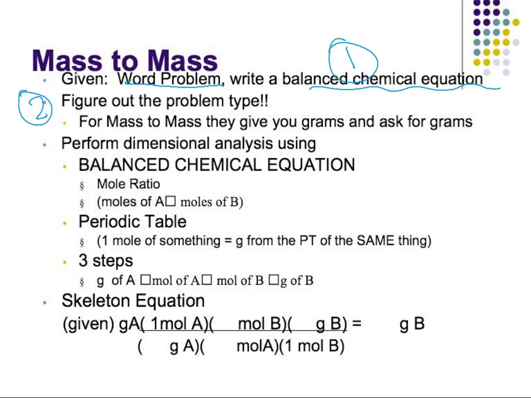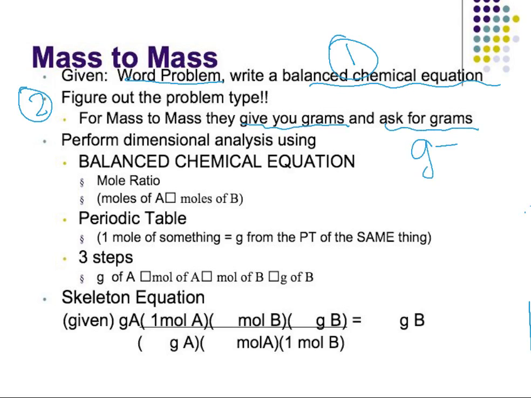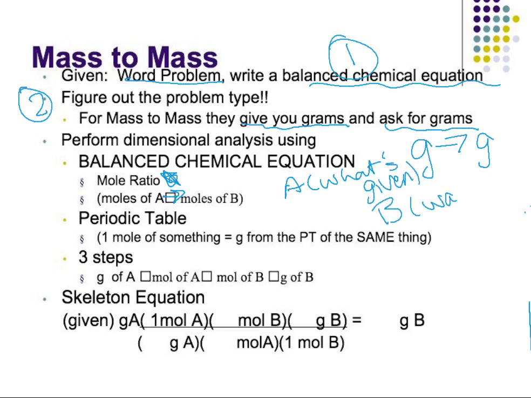If it's math to math, they give you grams and ask for grams. So it's a grams to grams problem. You're going to perform dimensional analysis using your balanced chemical equation. That would be your mole ratio that you learned today. Mole ratios, again, allow you to turn moles of A, what they give you, into moles of B, what they want. A is always what's given. B is wanted. Oh, B wanted. How cute.